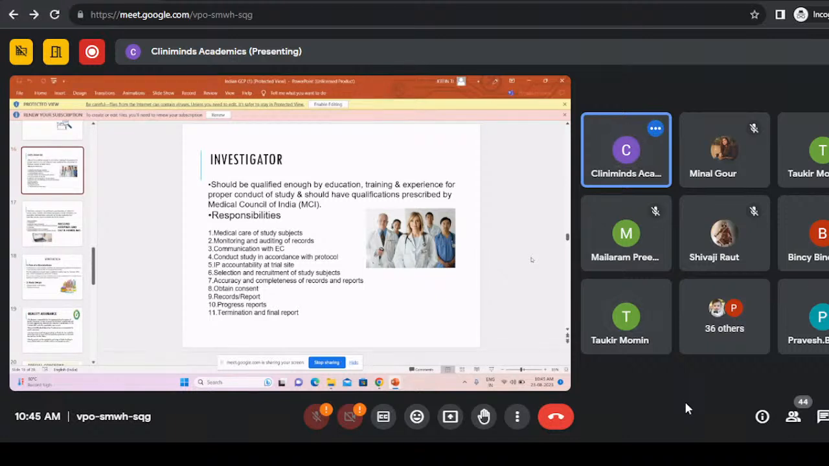Then accuracy of records. Conduct the study according to protocol. Yes, they have to conduct the study according to the approved protocol only. The study must be conducted.